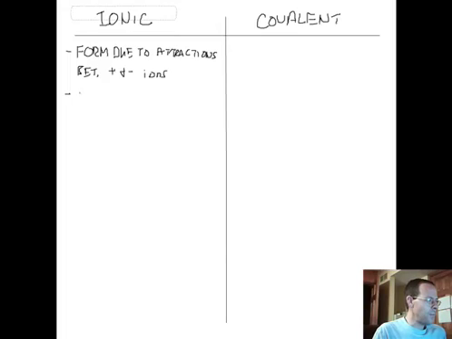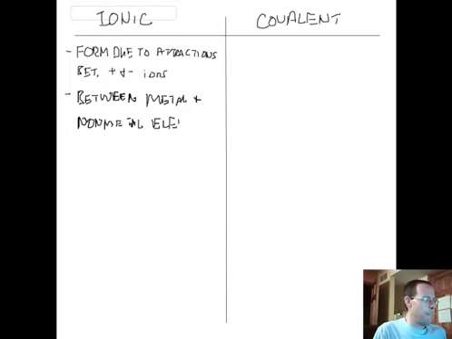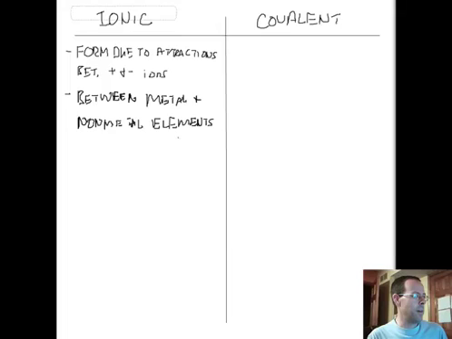Form between metal elements and non-metal elements as well. Between metal and non-metal elements. And what we're going to see in a little while is that non-metal elements are typically negative ions, and metal elements are typically positive ions.